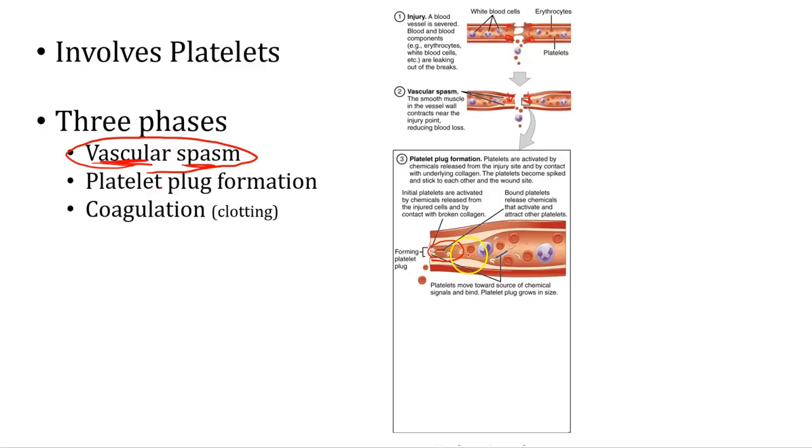The next phase is the platelet plug formation, and what's going to happen here is that different chemicals are released that cause the platelets to get sticky and spiky, and then they start sticking to one another. They normally don't really stick to anything, or they shouldn't stick to anything. They should just flow nicely in the blood.